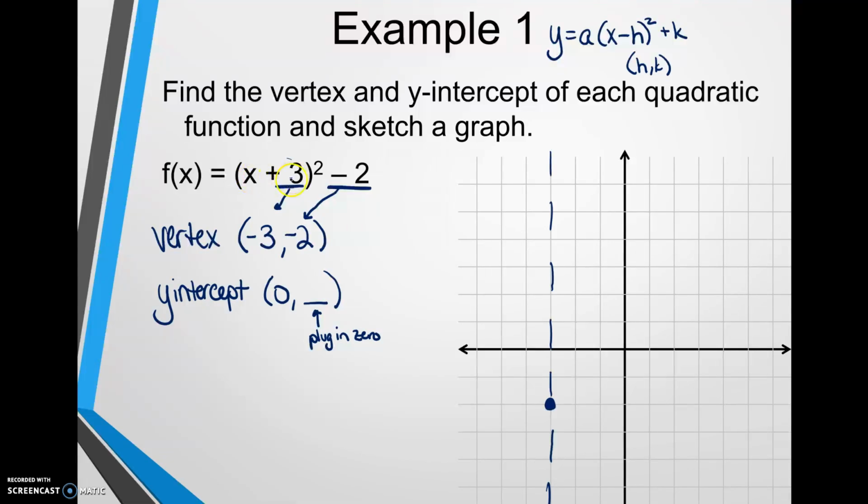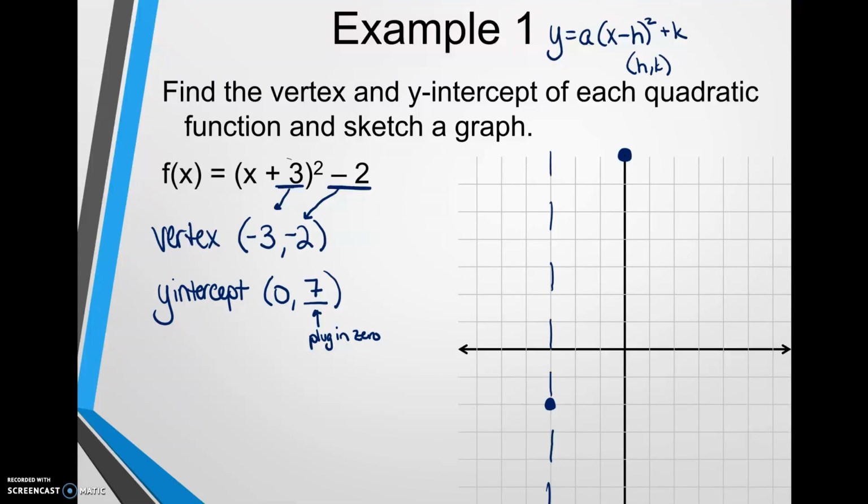0 plus 3 is 3. 3 squared is 9. 9 minus 2 is 7. So our y-intercept is at (0, 7), which is right at the top of this graph.